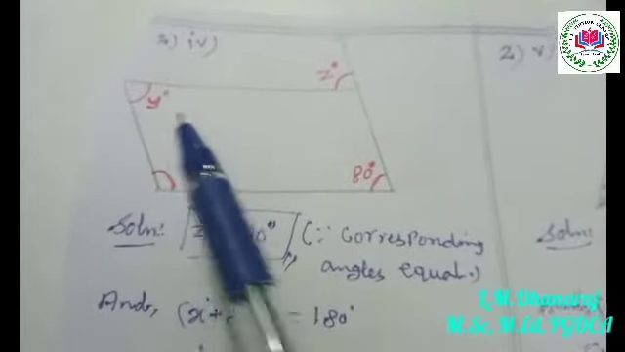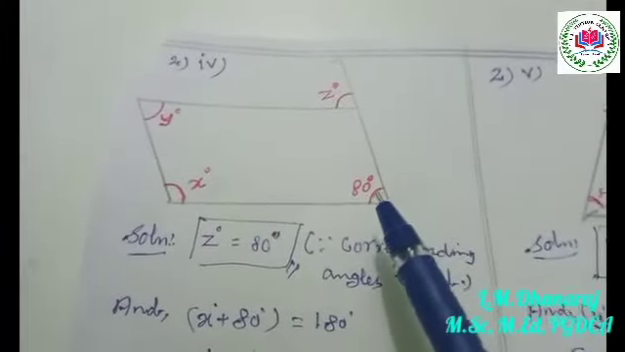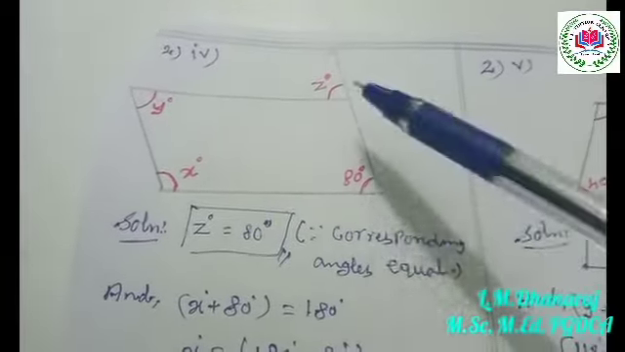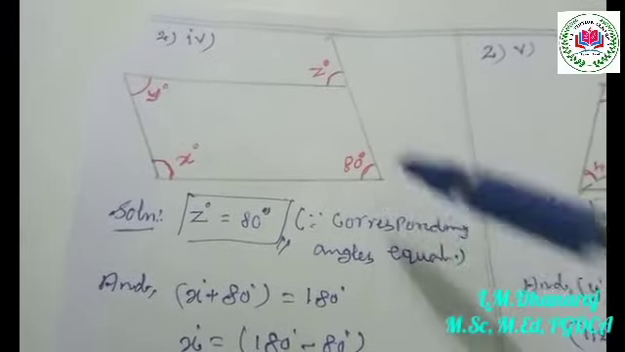Now let us move on to the second Roman letter, fourth subdivision. We have to find the unknown angles x degree, y degree and z degree. The only angle given is 80 degree. Now let us say angle z is equal to 80 degree because they are corresponding angles. So these two are considered as corresponding angles. So angle z is equal to 80 degree.